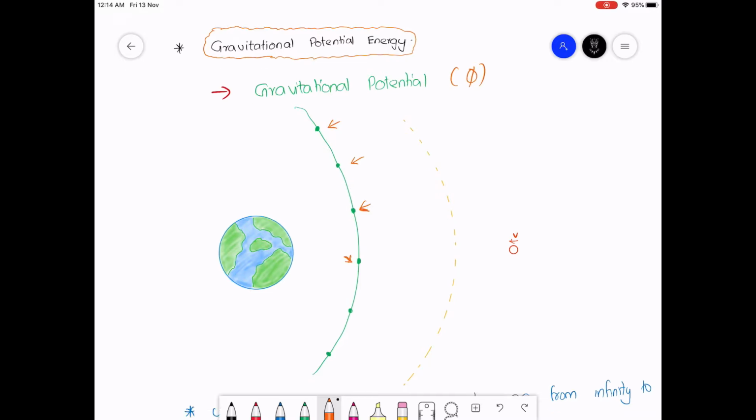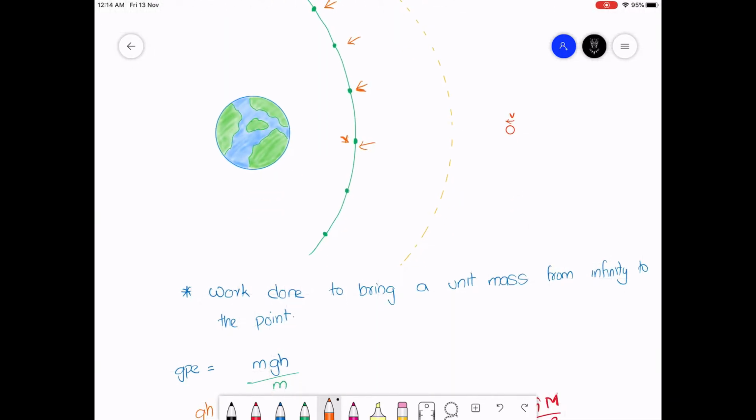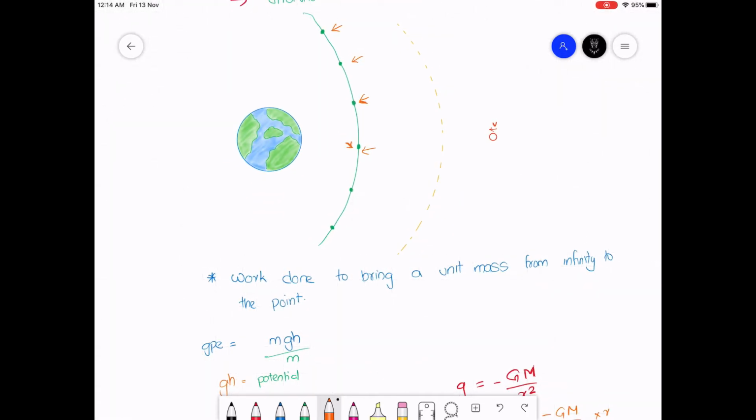Just because all of them are at the same distance. I was terrible at drawing the circle, so it doesn't look like it. Anyway, gravitational potential energy is the work done to bring this object from infinity to this point. And gravitational potential, phi, is the work done per unit mass. So this is the definition of gravitational potential: work done to bring a unit mass from infinity to the point.